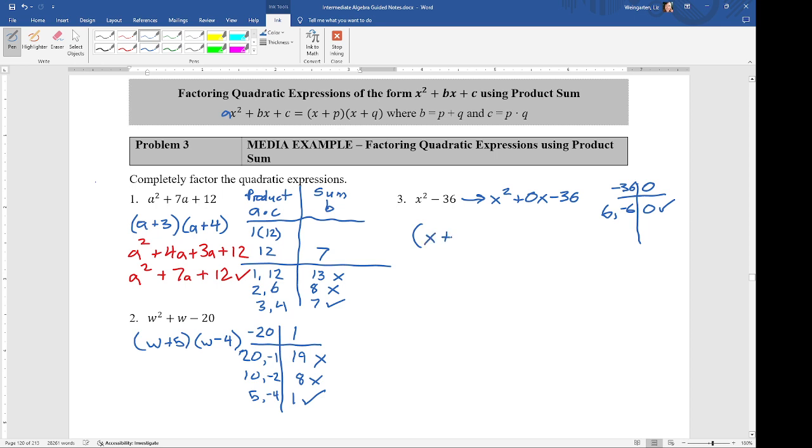So we're going to have x plus 6 times x minus 6. If you want to double check that solution, you will see that those x terms will cancel each other out.